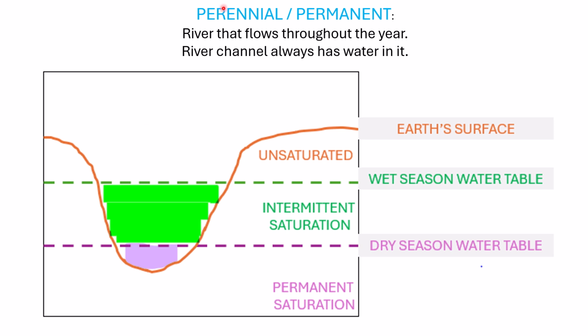Such a river is said to be a perennial river. We can also speak about such a river being called a permanent river. A perennial river is a river that flows throughout the year. In essence, it means that such a river always has water in it. And how is it possible for a perennial or a permanent river to always have water in it? It stems from the fact that the river channel intercepts both the wet season water table and the dry season water table, bearing in mind that the area below the dry season water table is permanently saturated and permanently has water in it.